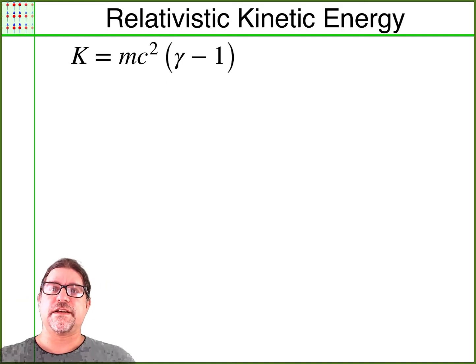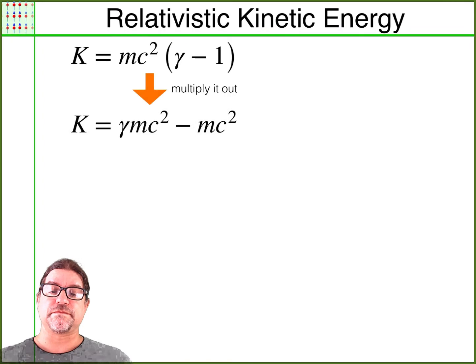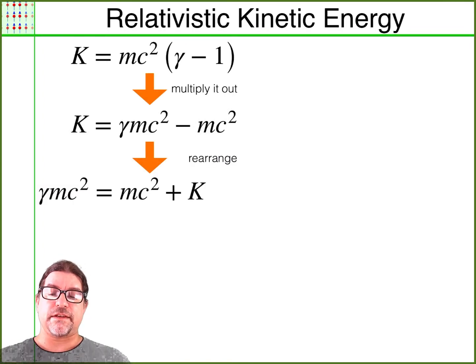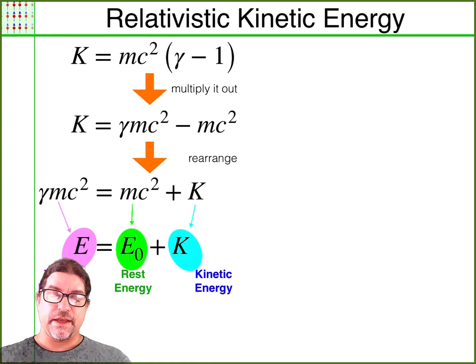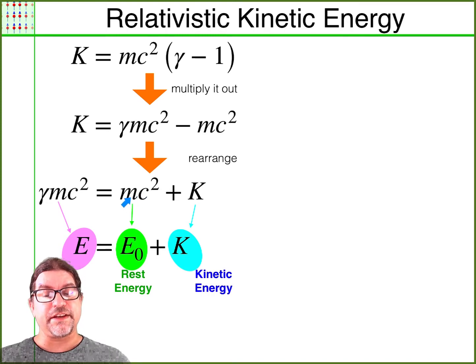First, we have this kinetic energy is equal to mc squared times gamma minus 1. So what am I going to do with that? Well, let's multiply it out. So there's the two terms, and I'm going to rearrange it a little bit. So we have gamma mc squared on the left, mc squared, and then the kinetic energy term. I'm going to call this left-hand side total energy E. I'm going to call this thing here, mc squared, the rest energy, and then the kinetic energy will be that extra term.